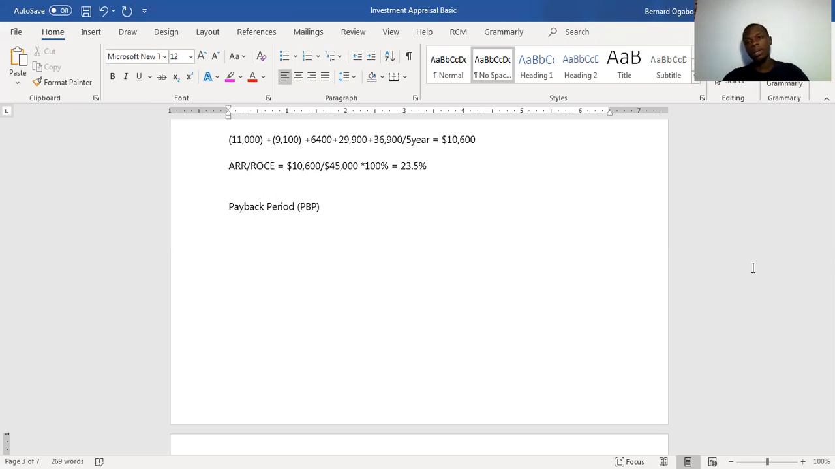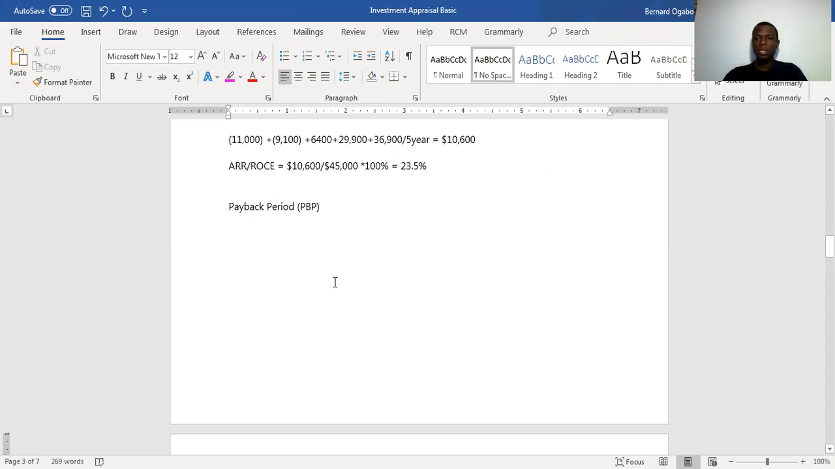Another advantage you mentioned: it recognizes the profit over the life span of the project. So that's it. Remember, we are in the basic component of this class, and so we are just marching on for the moment. Payback period.